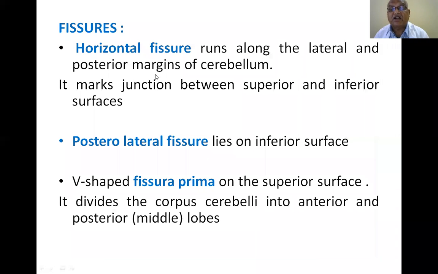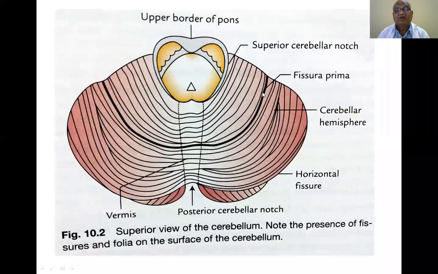The horizontal fissure runs along the lateral and posterior margins of the cerebellum. The posterolateral fissure lies on the inferior surface. The horizontal fissure marks the junction between the superior and inferior surfaces. This entire part is the superior surface, and below that is the inferior surface of the cerebellum.